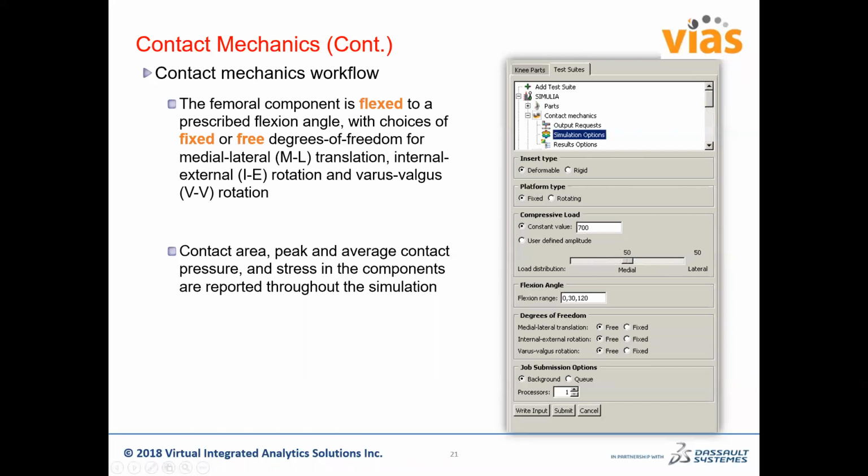Then you apply the compressive load, and that compressive load by default is divided 50-50 on the medial and lateral side. But you can use the slider here to change the proportion of loading on medial and lateral sides. And then you determine at what angles you want to apply the load and find out the contact. You have the option of selecting whether medial, lateral, internal, external, and varus valgus rotation of the femoral component is fixed or free. And once the analysis is done, the outputs you'll be looking at will be the contact area, peak and average contact pressure, and stresses in the components of the implant.